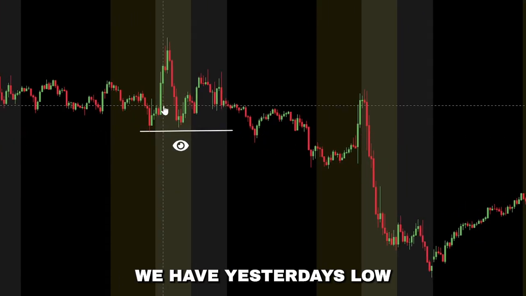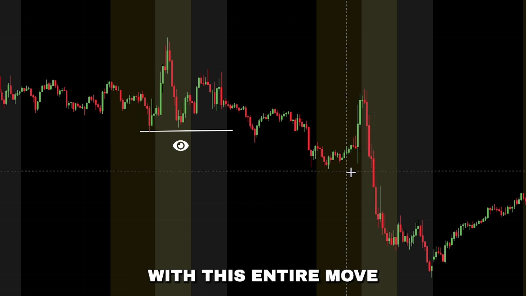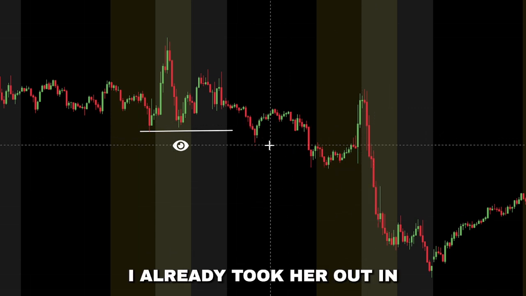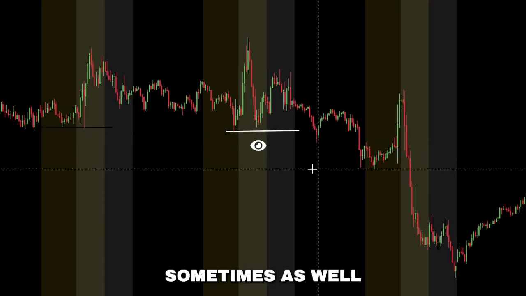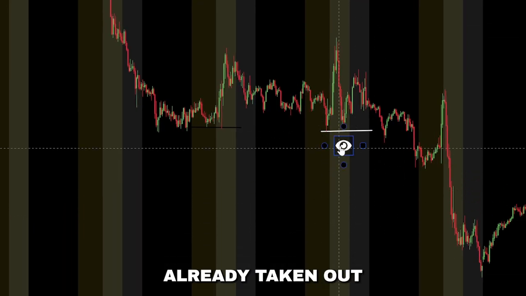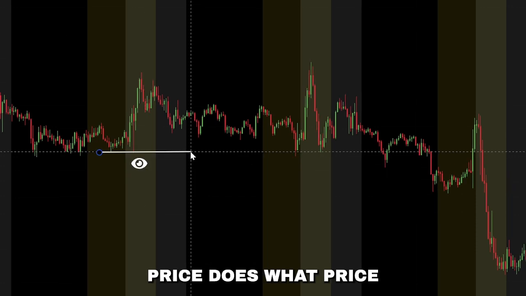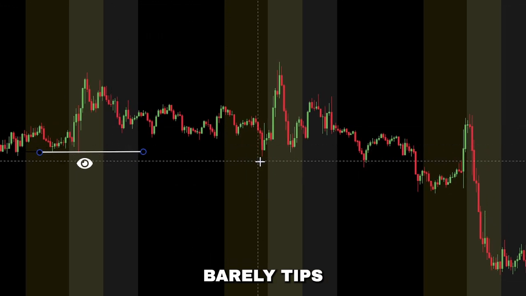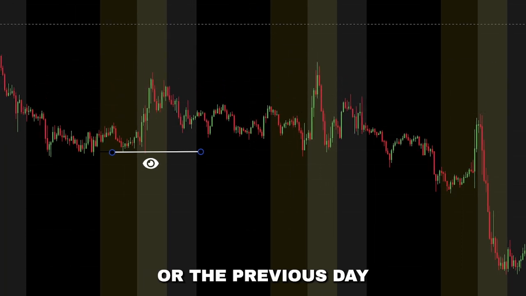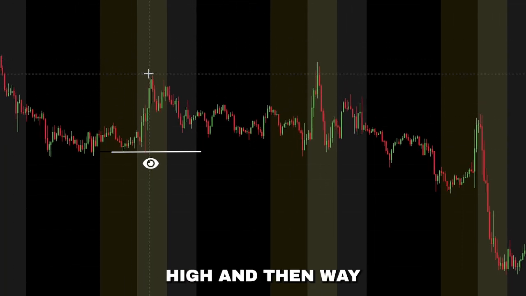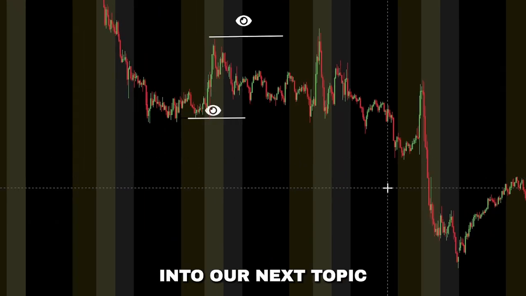So right here we have yesterday's low. What does price come and do? Price takes it out with this entire move. I already took it out in the Asia session, but that happens sometimes as well. It could be already taken out. If we come to this day though, we can see that price barely taps, takes out yesterday's low, rejects, takes out the previous day high, and then moves lower. So that brings us into our next topic.